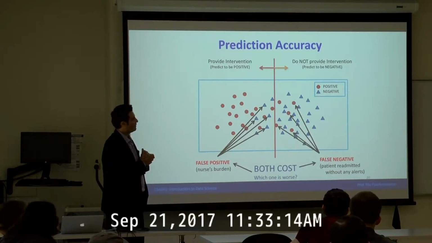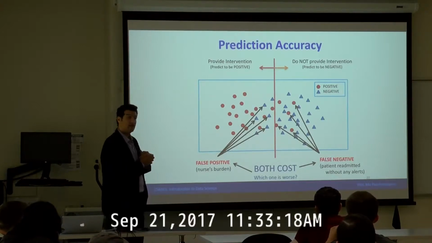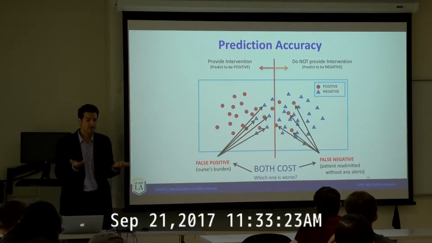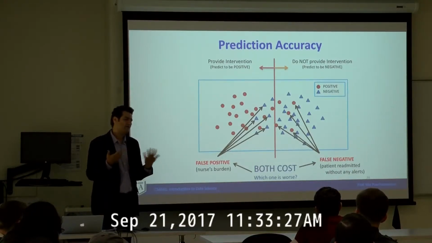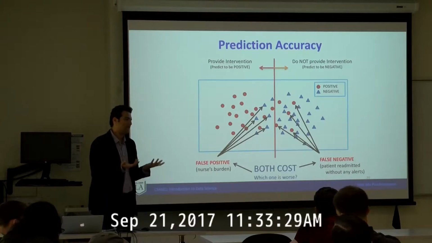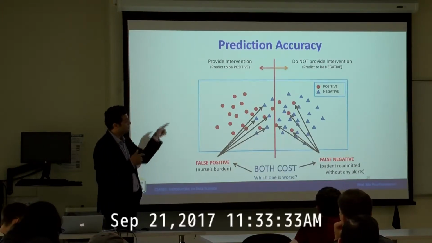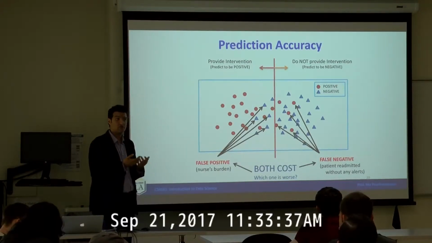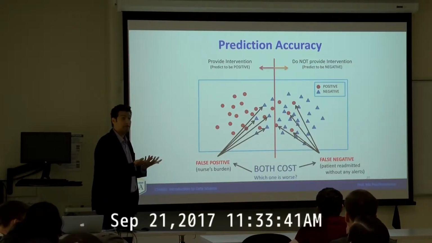False negative, exactly. Because a false positive is a false alarm, right? So in the worst case, what is the cost of a false alarm? A wrong call to the doctor, or in the worst case, an unnecessary visit to the hospital. But in false negative cases, there was a heart attack, but we didn't predict it. So the cost can be death.